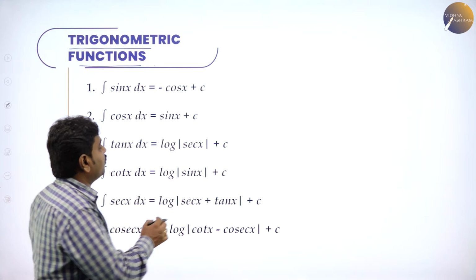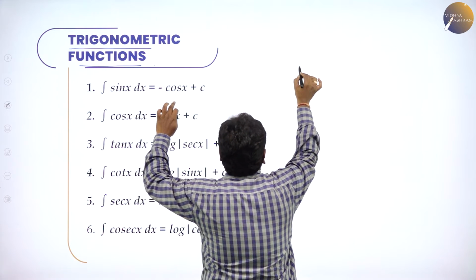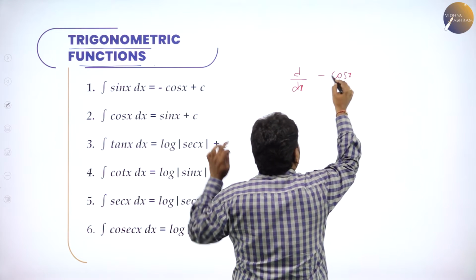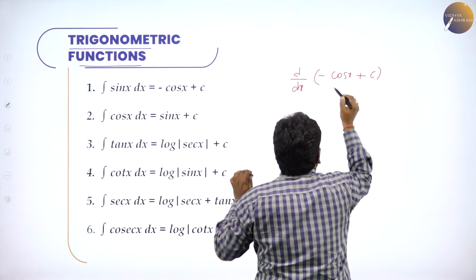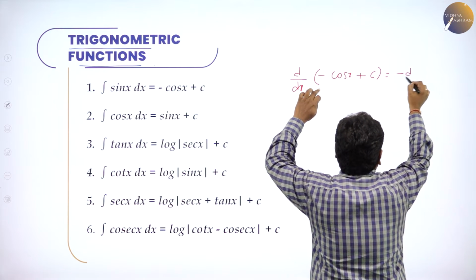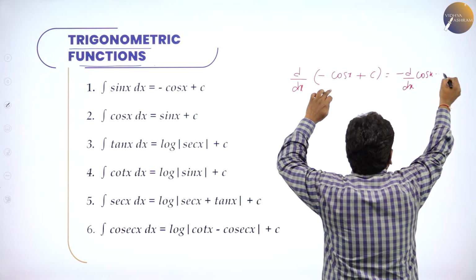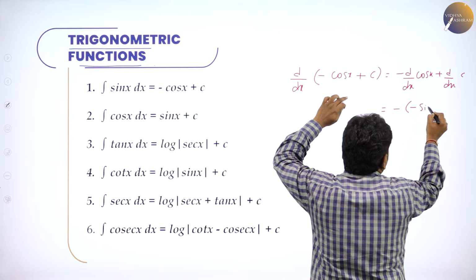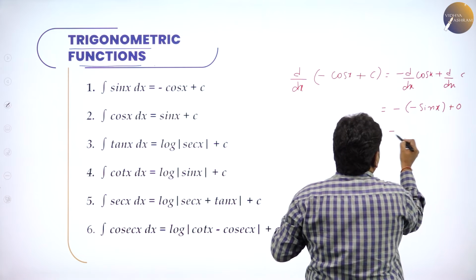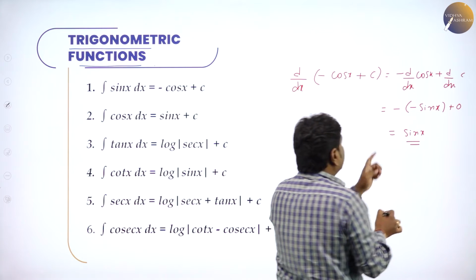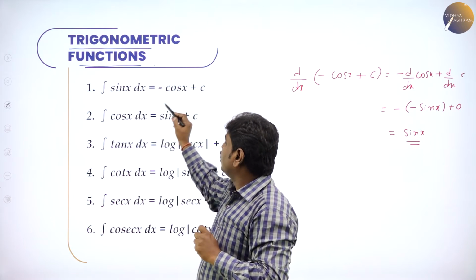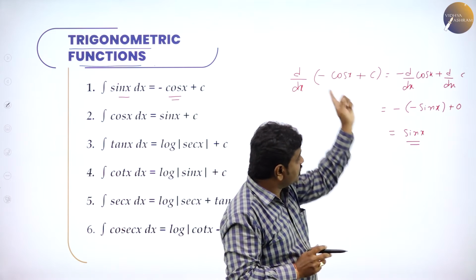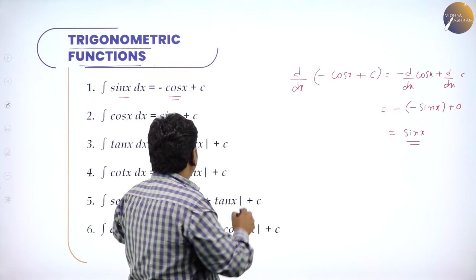So now all these things we can verify. Differentiate RHS: d by dx of minus cos x plus c. What is the derivative of minus cos x? Minus is constant, take it out, apply d by dx for cos x, plus d by dx of c. c means constant. So the derivative of cos x is minus sin x, and you know the derivative of c is 0. So you get sin x. That's the reason integration of sin x is minus cos x, because when I differentiate minus cos x, I'll get sin x.